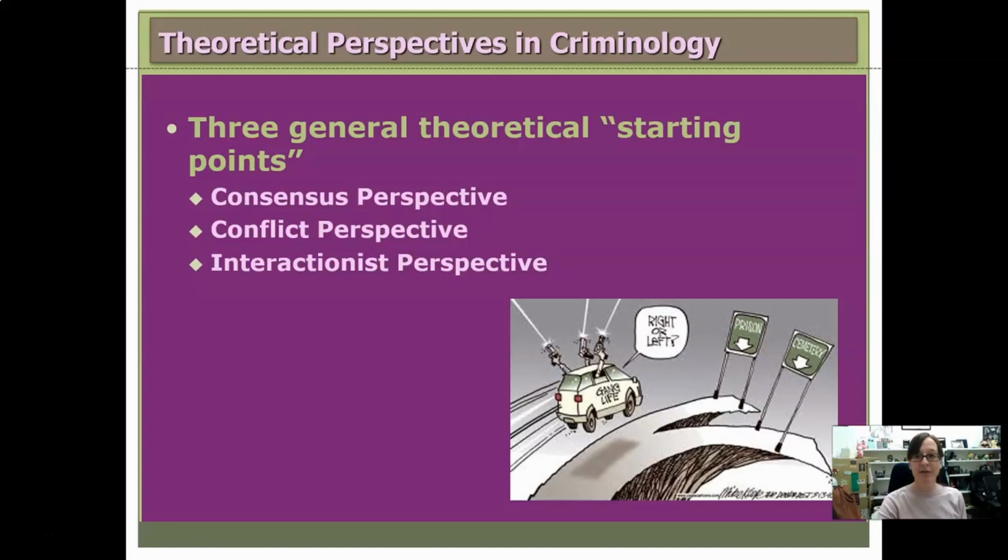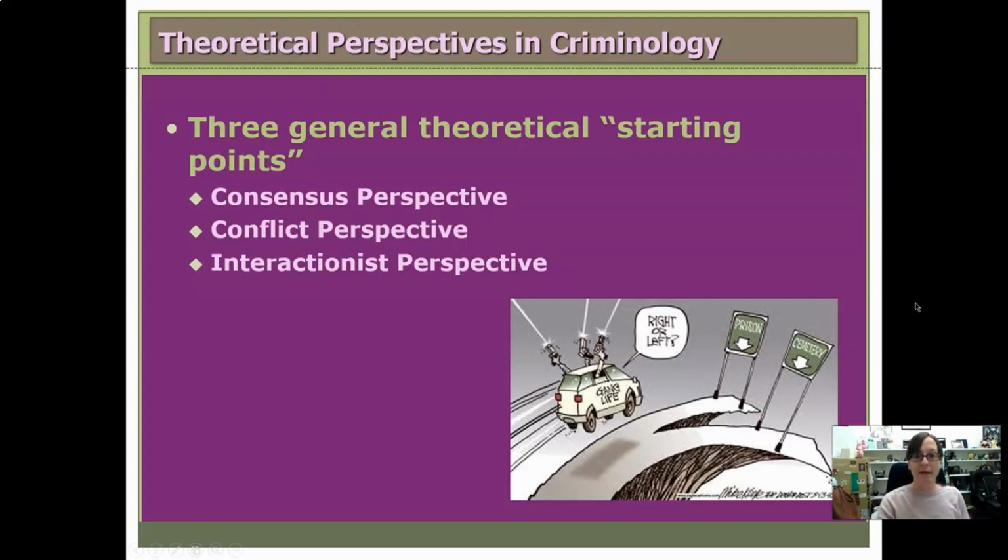There are three general starting points within criminology, and these are called perspectives. These aren't theories so much as a collection of theories that fall under each perspective. They're an overarching way of thinking under which you're going to find multiple different specific theories. These are the consensus perspective, the conflict perspective, and the interactionist perspective.